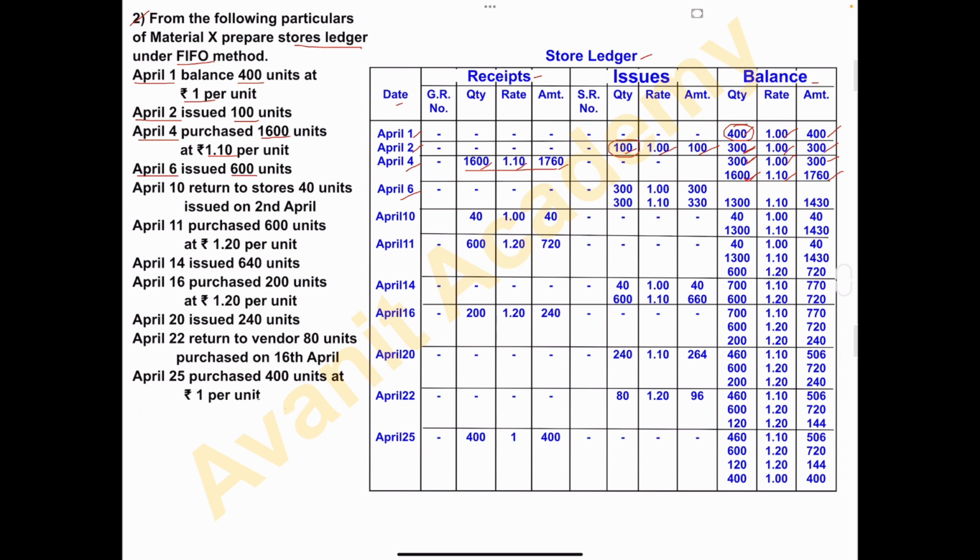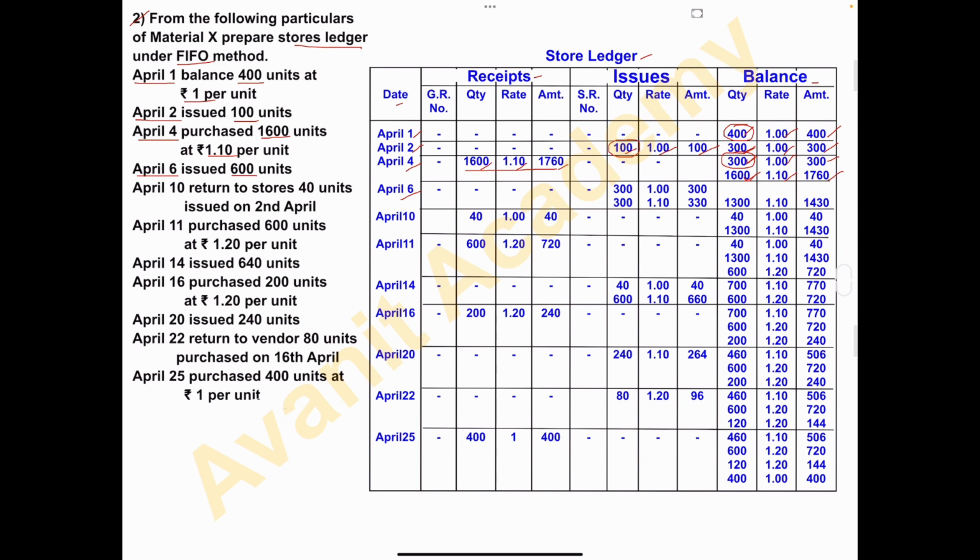First we'll take this 300 units because we are preparing store ledger account under FIFO method, and this FIFO method states that the material which are purchased first will be issued first. So in this both stock, which one is the first one? 300. So this 300 stock we have to issue first. Then if this is not enough, then we have to go for the next one. So on 6th April, we have to issue 600 units. So first we'll issue this 300 and remaining 300 we'll take from next stock.